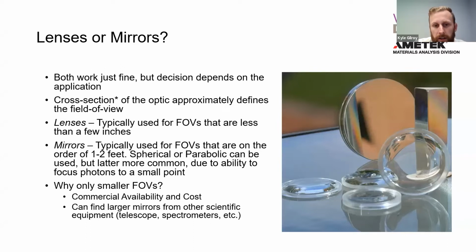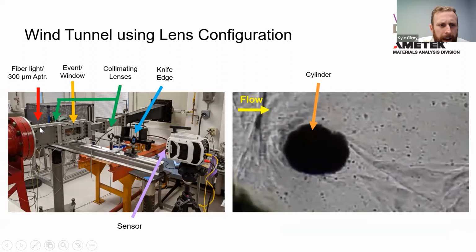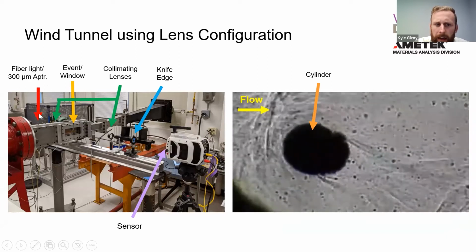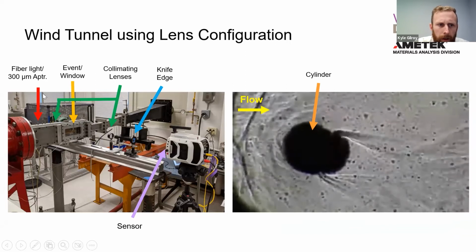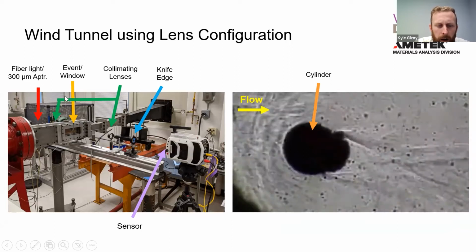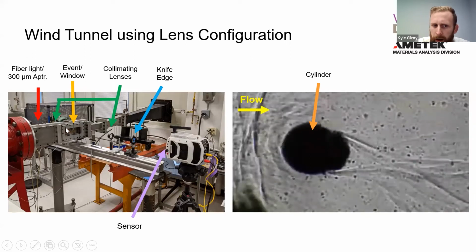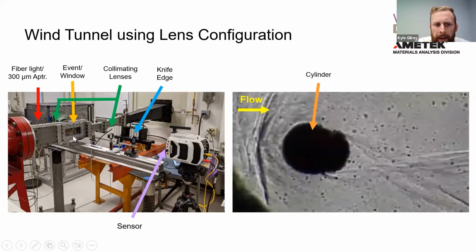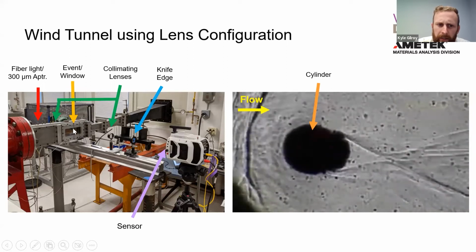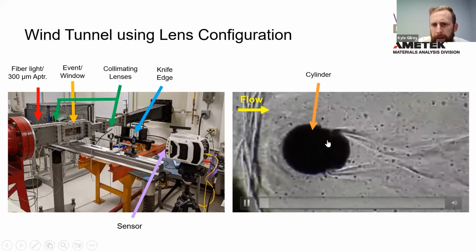So here's an example of a lens-based Schlieren system. This was done at Princeton University. On the very left-hand side here, we had a fiber light. It was a Photonic 5100 with a 300 micron aperture that created a point source of light. Then we had our collimation optics, a lens over here. It went through a wind tunnel that was going above Mach 1, and there was basically a subject in there that induced a shockwave event here.